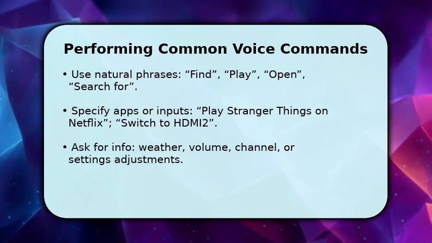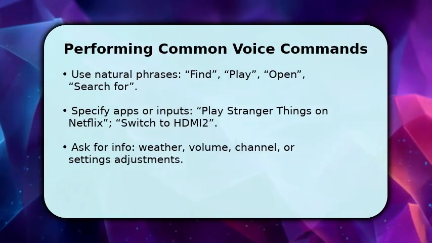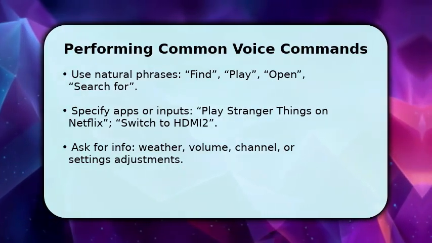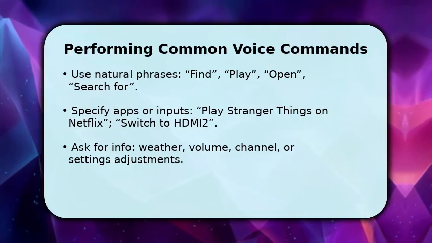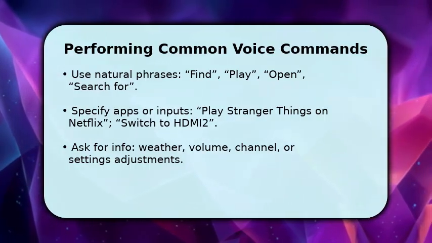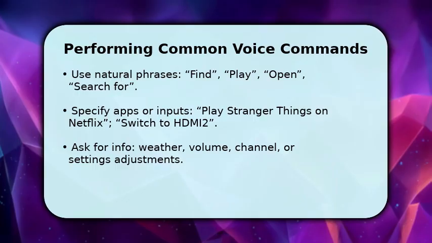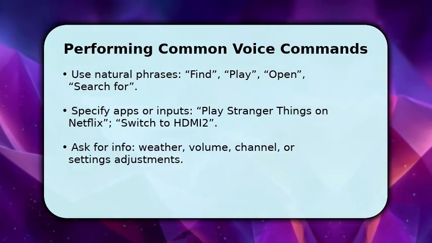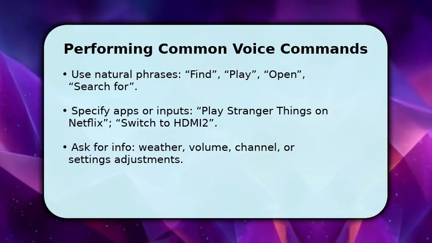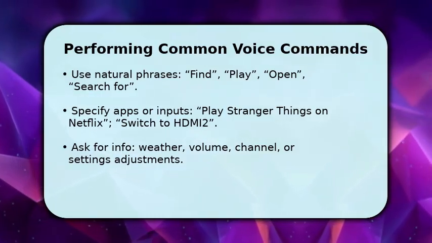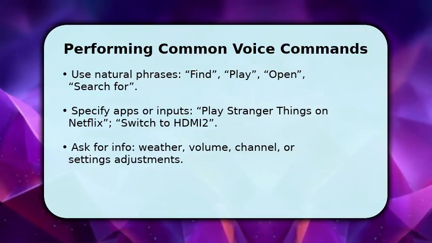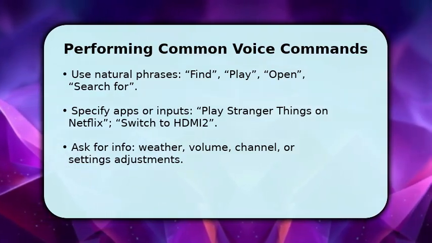Now you'll execute practical commands. Speak naturally, short phrases work best. Say play title on app to go straight to content or open YouTube to launch an app. For hardware control, tell the TV, switch to HDMI 2 or turn volume down 10 and it will act. You should include app names and clear titles because the assistant matches words to services. If you want details, ask follow-ups, what's the weather? Or show closed captions, and the system responds contextually.